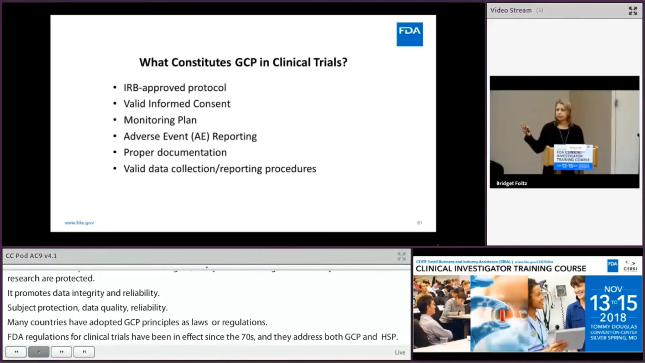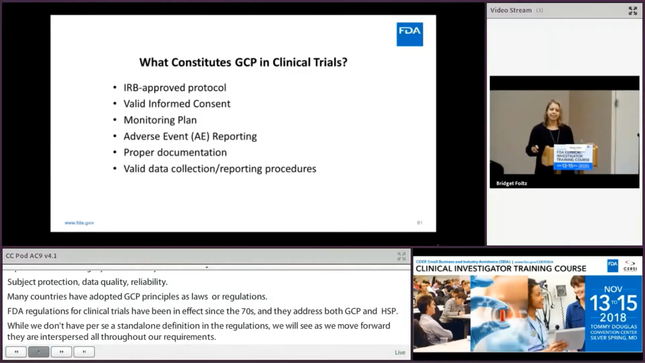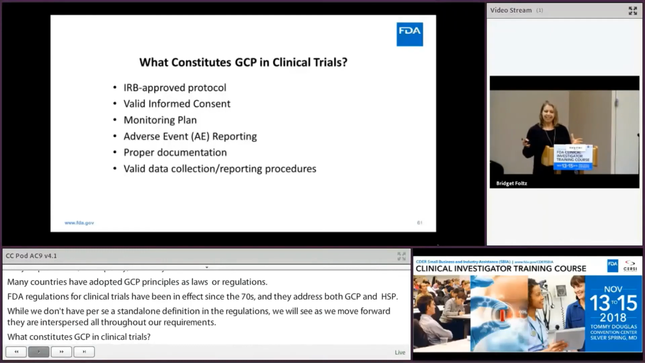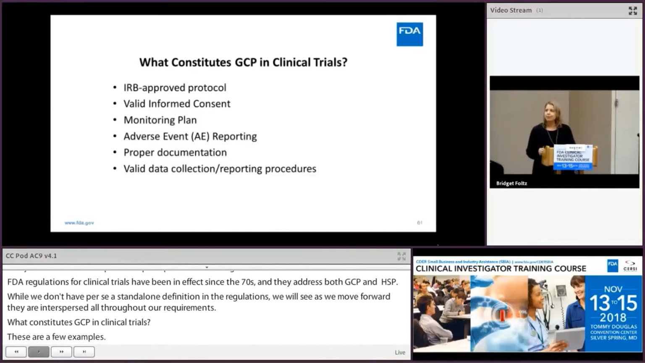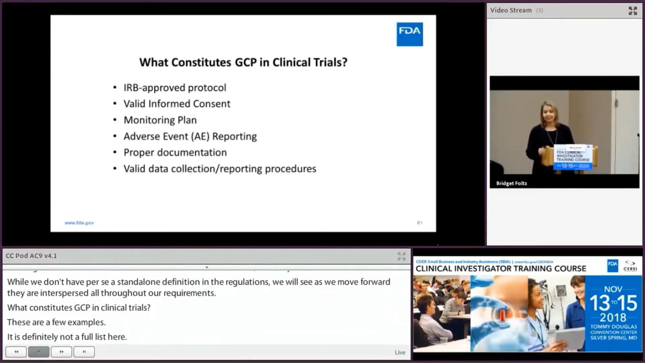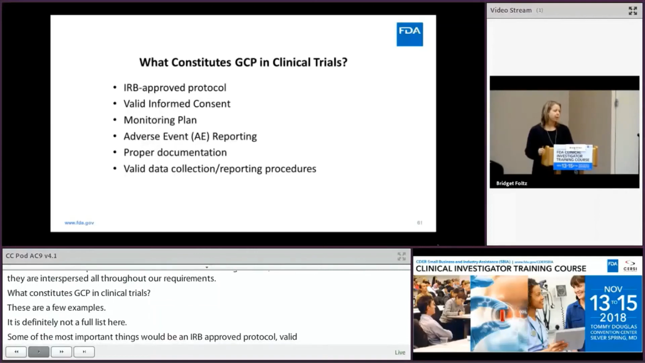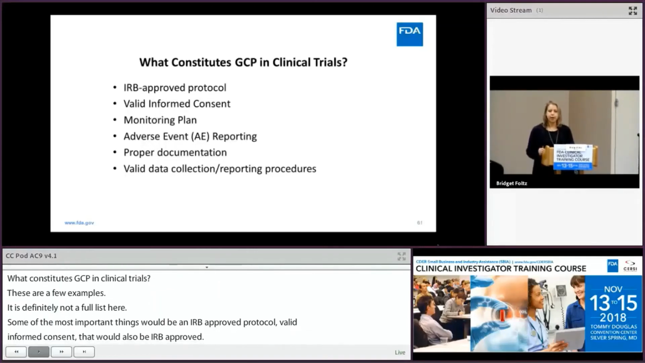What constitutes GCP in clinical trials? These are just a few examples. This is definitely not a full list here, but some of the most important things would be an IRB-approved protocol, valid informed consent, and a valid informed consent would be also IRB-approved, a monitoring plan to be in place, and that would ensure quality in the conduct of the trial. There should be an adverse event reporting system in place, proper documentation throughout the course of the trial, and valid data collection and reporting procedures.